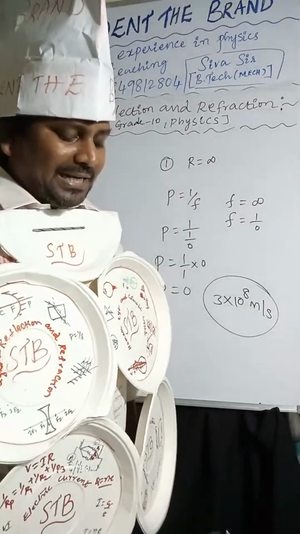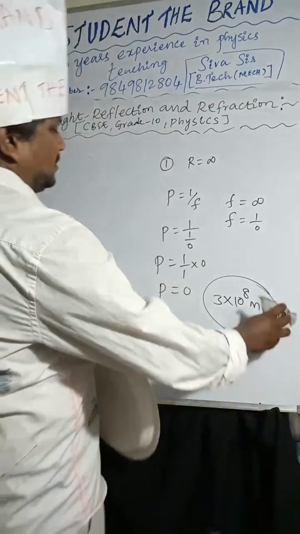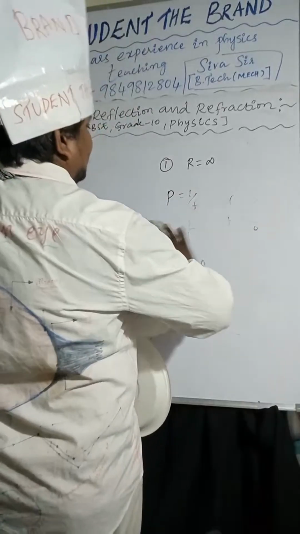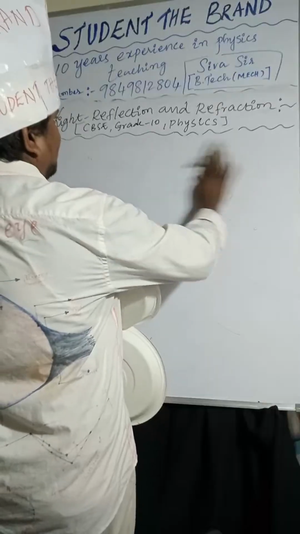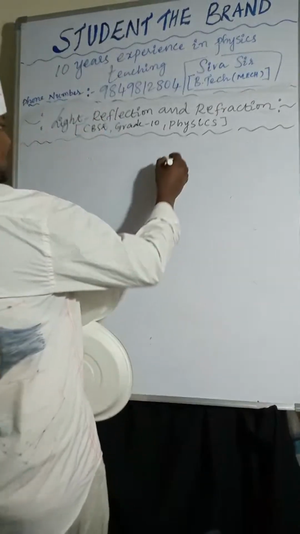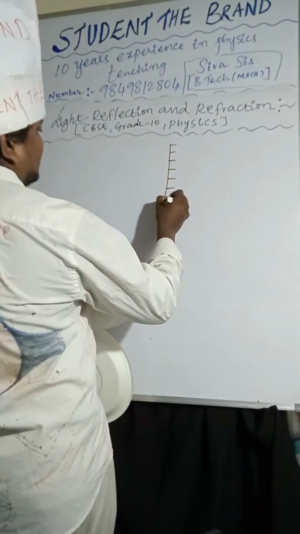So we'll go to the plane mirror image formations. What type of image will be there? Real image and virtual image, we will discuss. So if the light ray is incident on it, I'm considering here, this is a plane mirror.